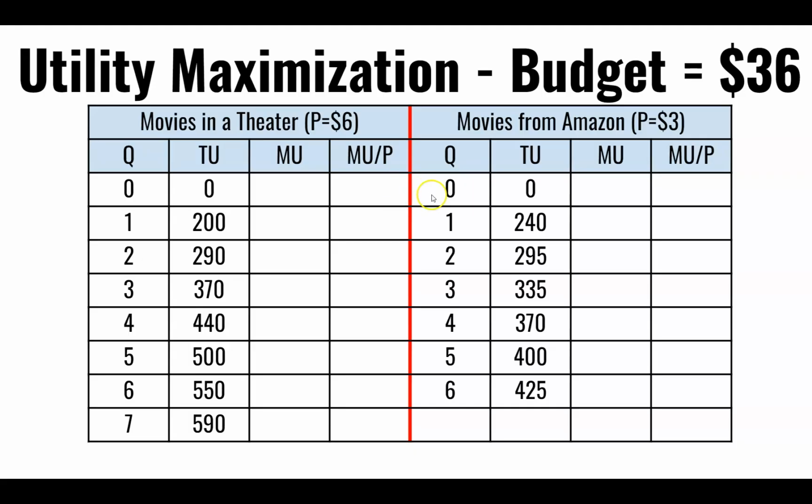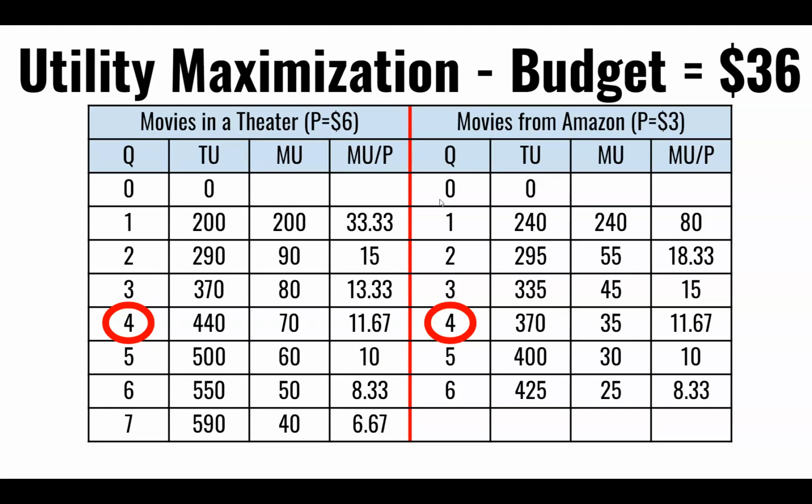All right, if you gave this a shot, you hopefully came up with 4 movies in the theater and 4 movies from Amazon, because it is at that point where the marginal utility per dollar spent are the same and we spent all our money. There were other times in which they were the same, 3 movies at Amazon and 2 in the theater, but we did not spend all our money. You want to make sure you spend all of your money here to maximize your utility.